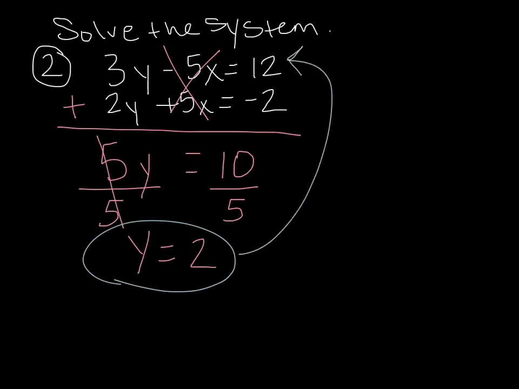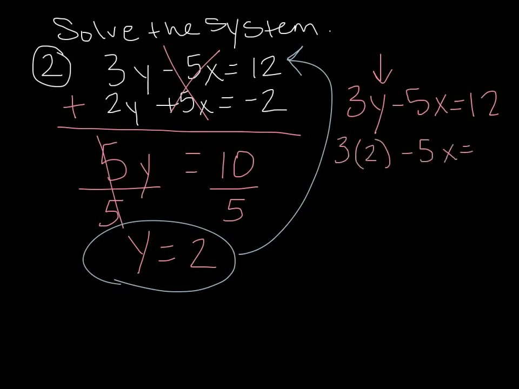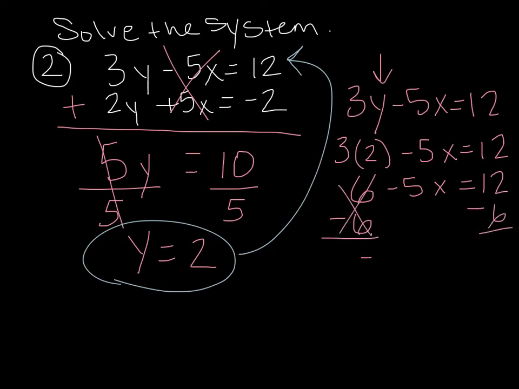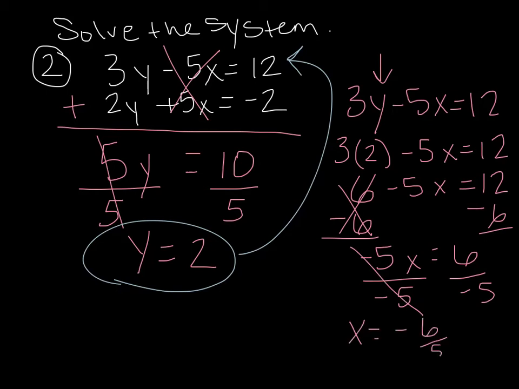This time I'm going to put in the top one, which was 3y minus 5x equals 12. So I'm going to replace the y with a 2. I'm just going to plug in 2 for y. So this is 3 times 2 minus 5x equals 12. 3 times 2 is 6 minus 5x equals 12. Subtract 6 from both sides. You get negative 5x equals 6. Divide both sides by negative 5. Now you can get a decimal if you want, or you can just leave that as negative 6 over 5.